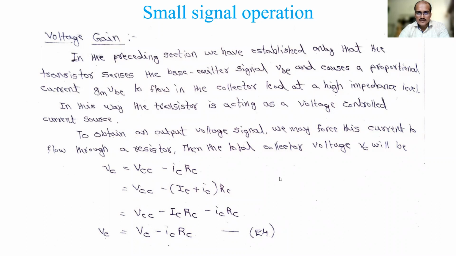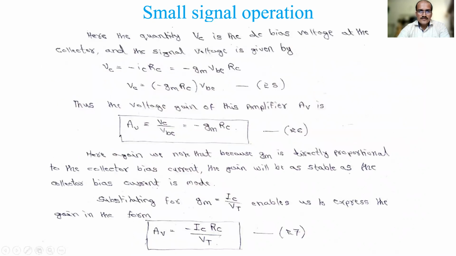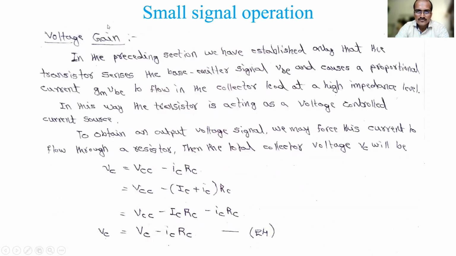Just the collector voltage. We'll continue this. Here the quantity VC is the DC bias voltage, that is the first term I told you, the DC bias voltage at the collector, and the signal voltage is given by VC. So here again for VC you have two terms. This instantaneous voltage I told you is a small letter, and this capital letter is equal to VC, and it has the signal component, that is small VC. Here both the letter and the subscript are small. Now this can be substituted as this value minus IC into RC.